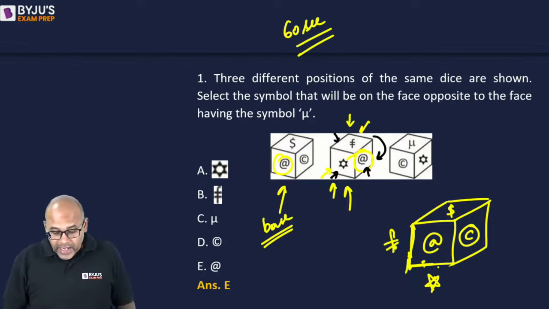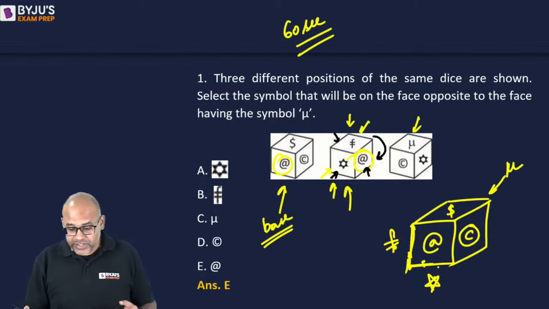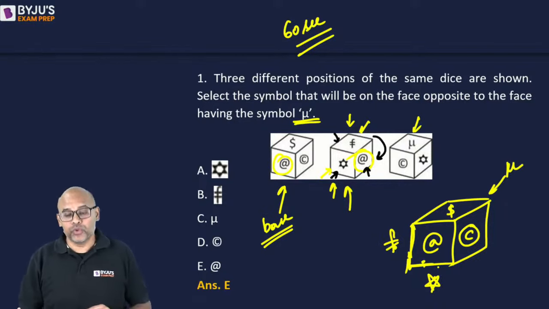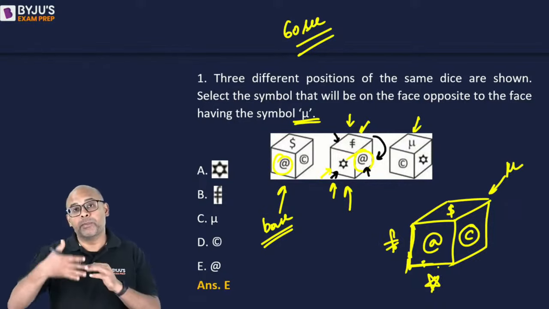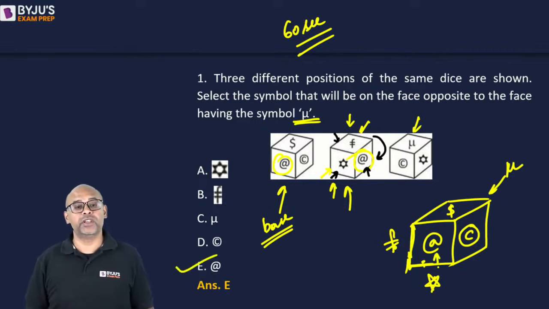Okay, then I have only one more symbol left. What is the last symbol left? That is my mu. So this side back will be my mu. Now the question is, what is the face opposite to mu? And clearly you can see on the back side you have mu, which on the front side is at the rate, and that is option E.